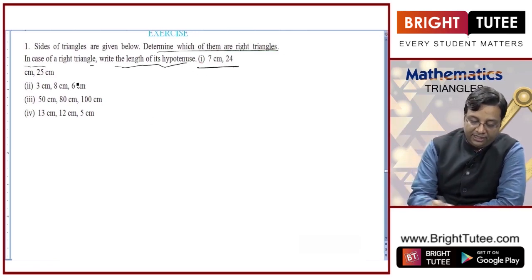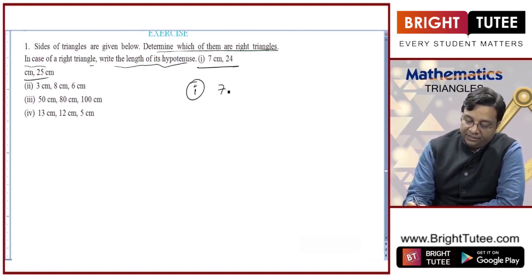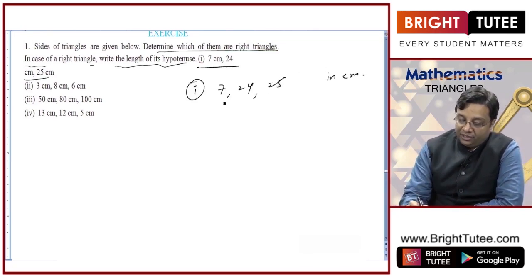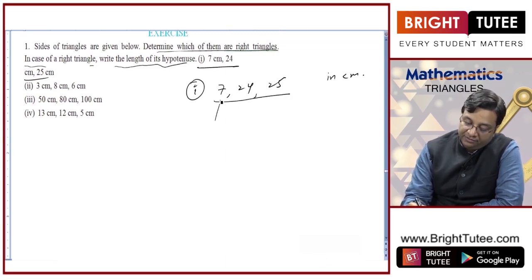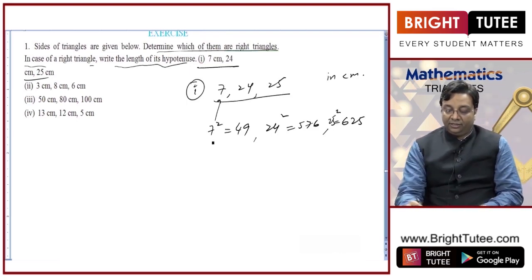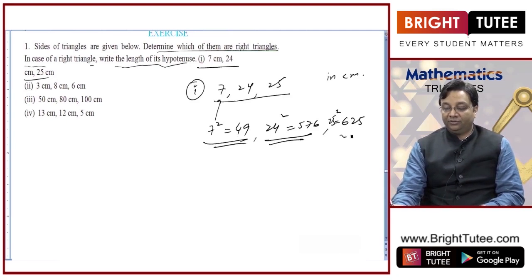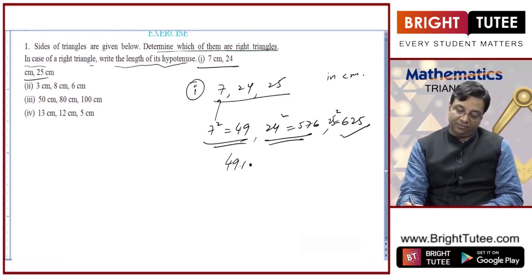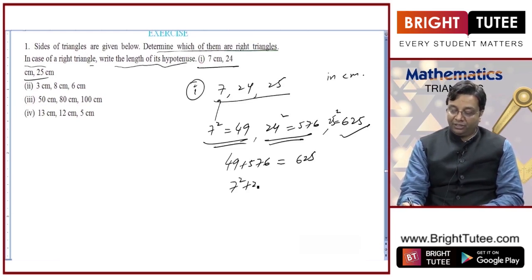Okay. So, first case here is 7, 24 and 25 in centimeters. So, I will square these and then check. 7 squared is 49, 24 squared is 576, 25 squared is 625. Now, if I add these two, is it equal to this? Let us see. 49 plus 576 is equal to 625. So, yes, 7 squared plus 24 squared is equal to 25 squared.